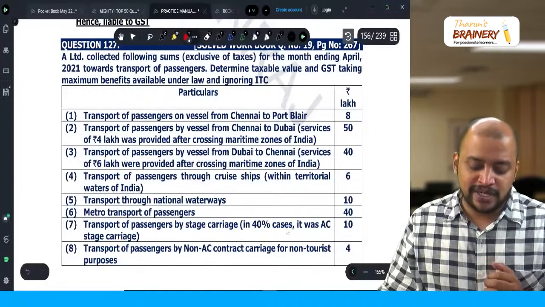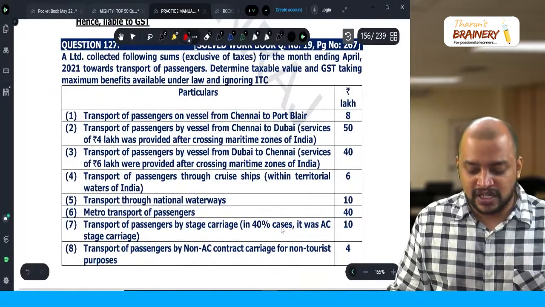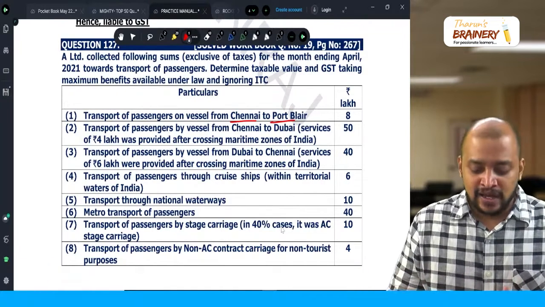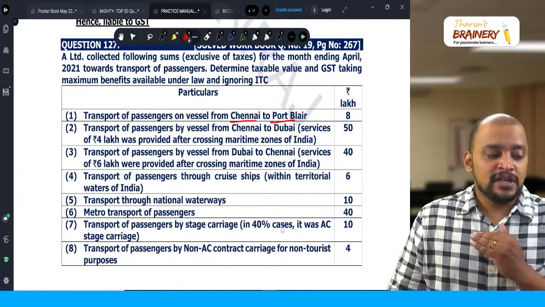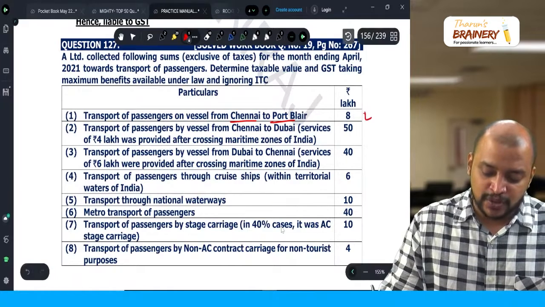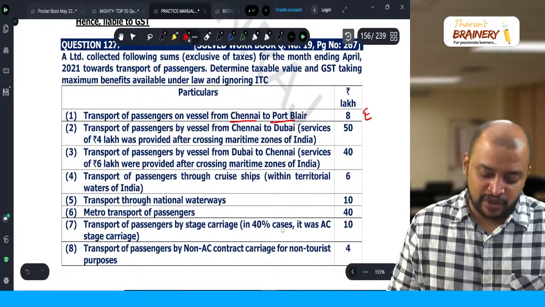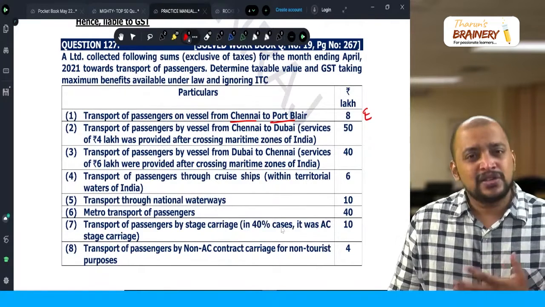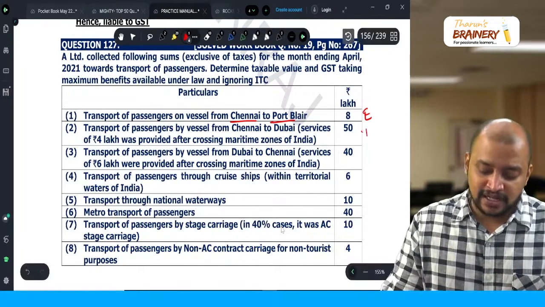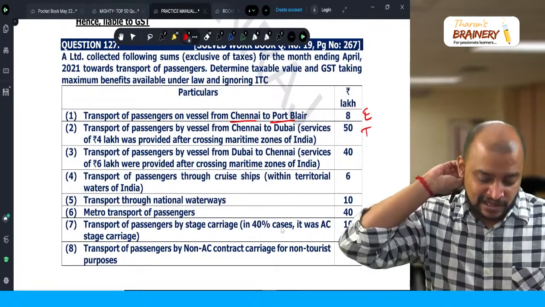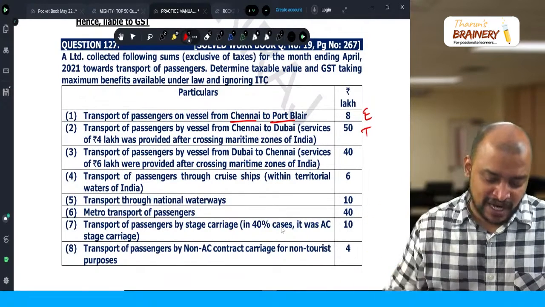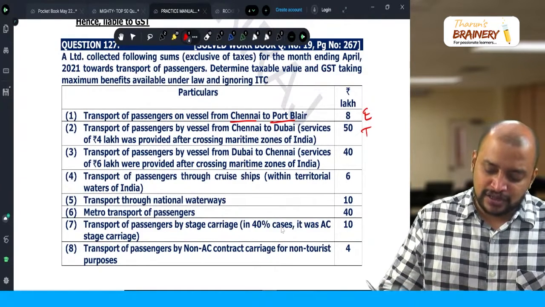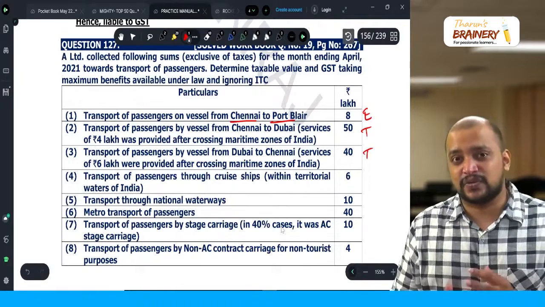Now, transportation of passengers from Chennai to Port Blair is between places in India. They did not give anything for tourism, which means that it is for public transportation, and therefore it is exempted. Transportation of passengers by vessel from Chennai to Dubai: in other cases it will be taxable. We don't have any exemption related to that. Transportation of passengers by vessel from Dubai to Chennai will also be taxable. That service will be taxable.